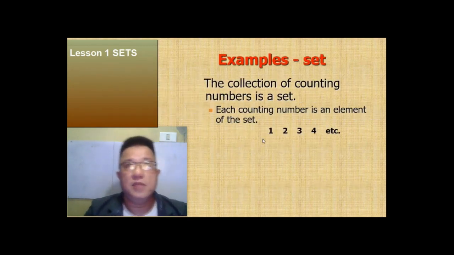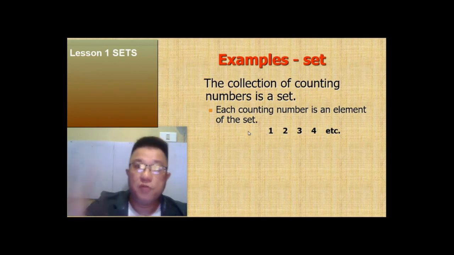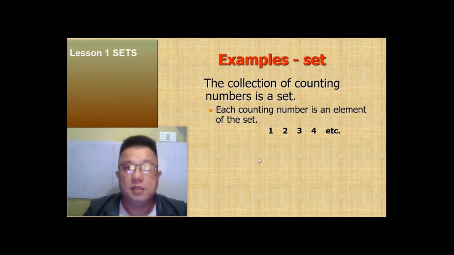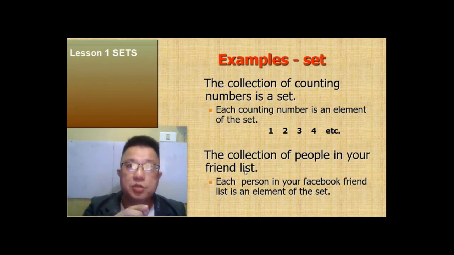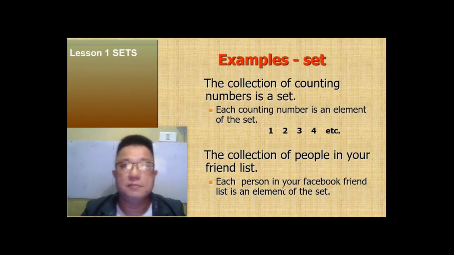Okay, so let's have more examples. The set of counting numbers 1, 2, 3, 4, 5, 6, and so on. Those are infinite. You don't know when to stop or end. Another example is the friend list in your Facebook. Each person is an element of your set of friends in Facebook.